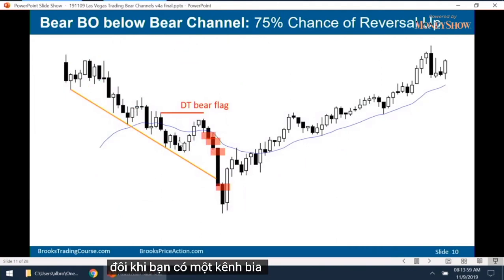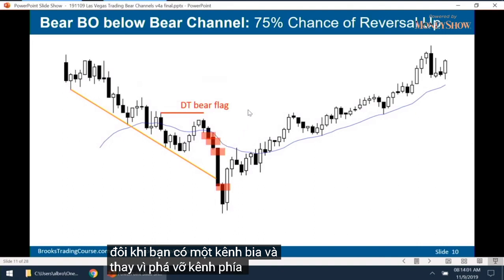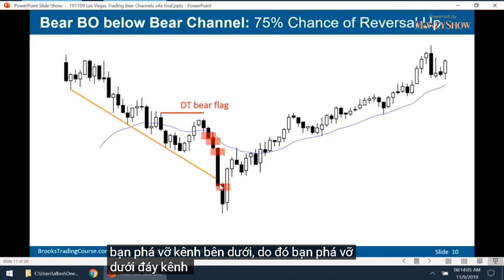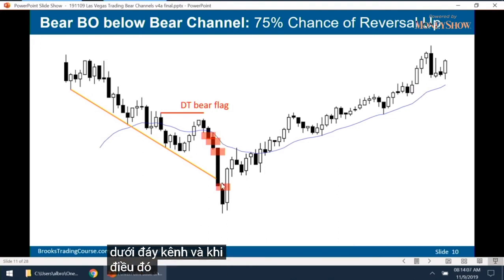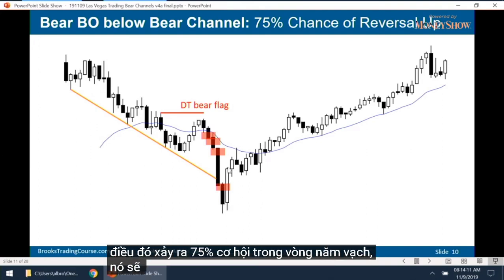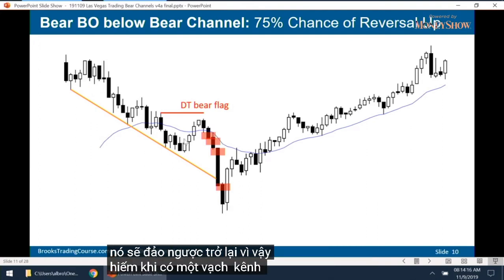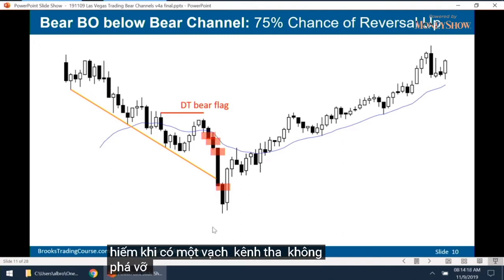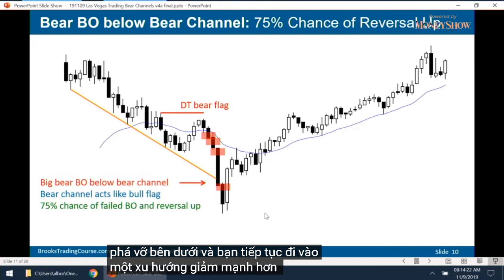Sometimes you have a bear channel, and instead of breaking above the channel, you break below the channel. So you break below the bottom of the channel. And when that happens, 75% chance within 5 bars, it's going to reverse back up. So only rarely do you have a bear channel that breaks below and you continue down into a stronger bear trend. 75% chance it's going to reverse up.